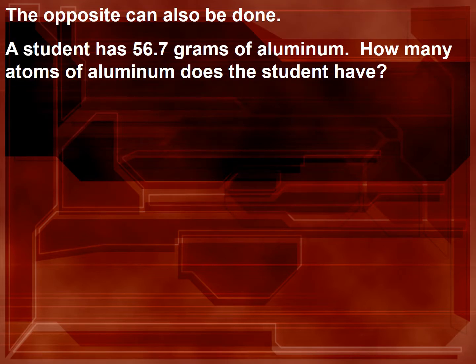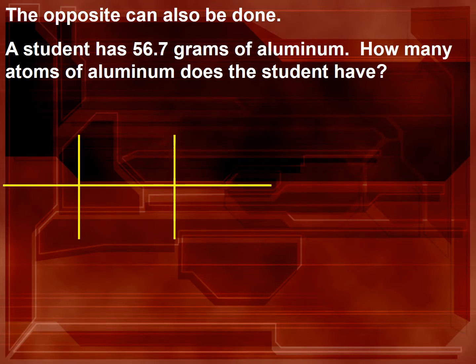Again, we can also do the opposite. If the student starts off with 56.7 grams of aluminum, how many atoms of aluminum does the student have? We'll start with our train track and put our given in the upper left corner, 56.7 grams of aluminum. To get rid of grams, we always need a molar mass. So we need the molar mass of aluminum on the bottom, 26.982 grams of aluminum per 1 mole of aluminum.